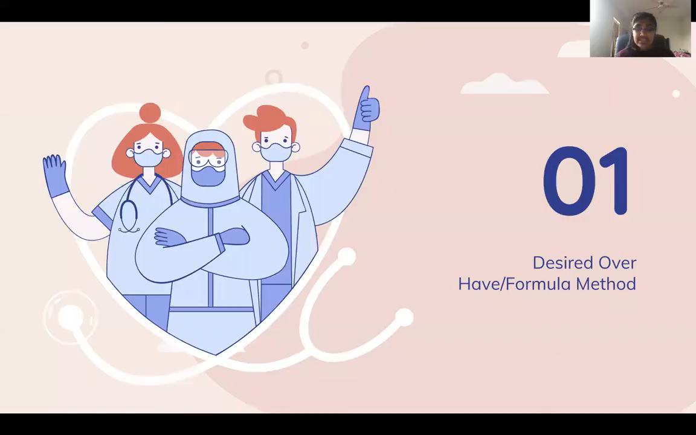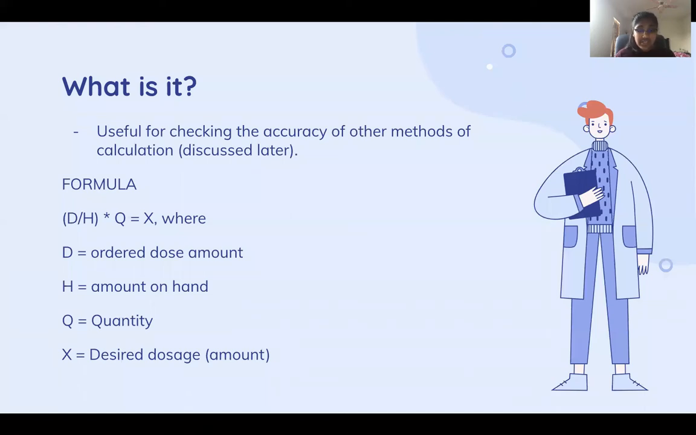Our first method is the desired over have formula method. This method is useful for checking the accuracy of other methods of calculation, which will be discussed later. So this is kind of the backup, the triple check, as they say, to make sure that their prescriptions are correct. The formula for this is D over H times Q equals X, where D is the ordered dose amount, H is the amount on hand, Q is the quantity, and X is the desired dosage amount. This is also used to find the volume dose of liquid medicine.